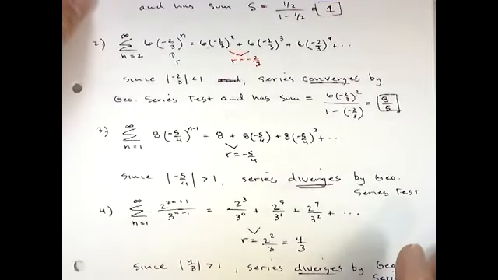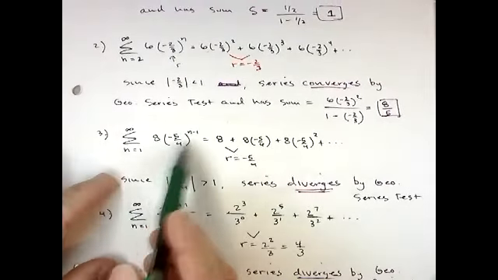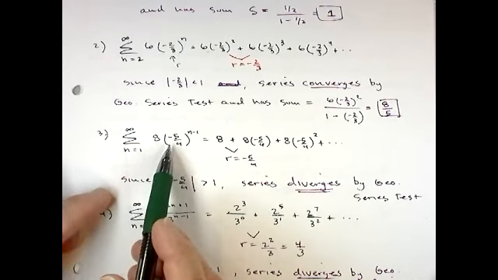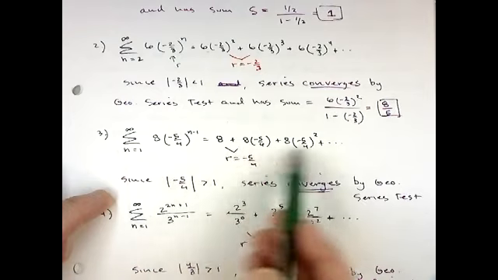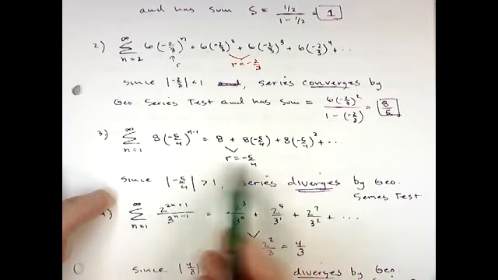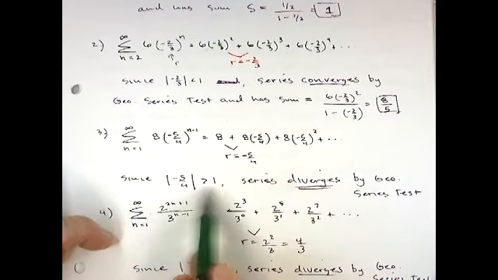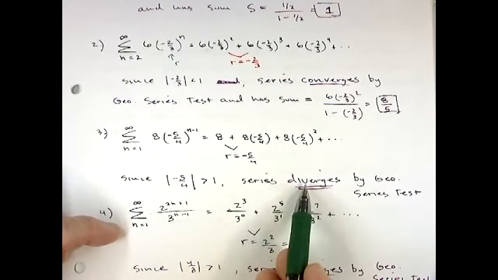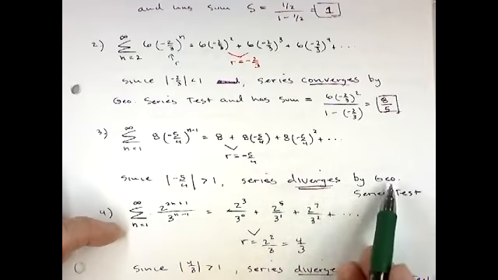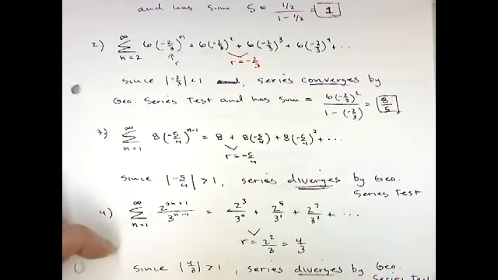Number 3 here. Another one has a very classic geometric form to it. And sure enough, my r value is sitting right there. It's -5/4. Because the absolute value of -5/4 is greater than 1, I automatically know that this series is going to diverge by the geometric series test. And that's it. I'm done, right? There is no sum for that one.